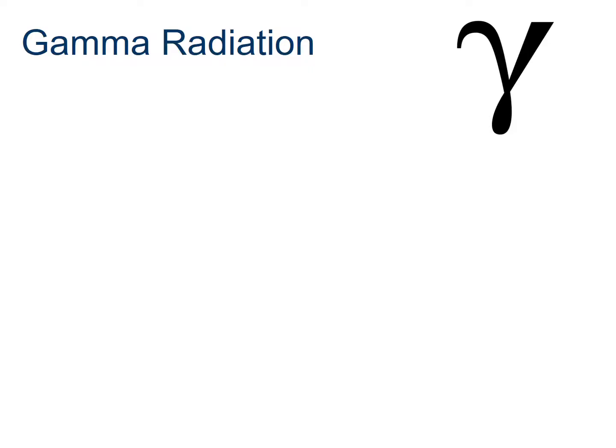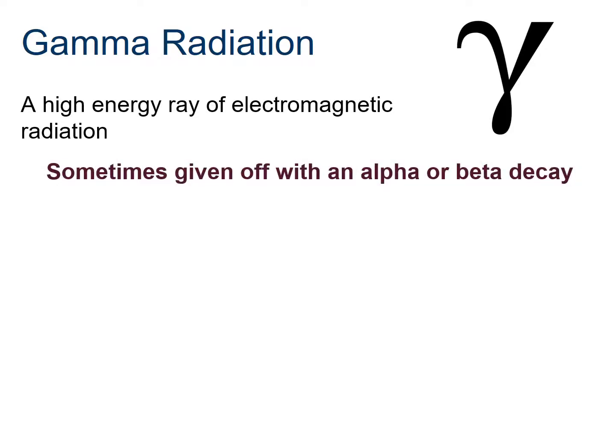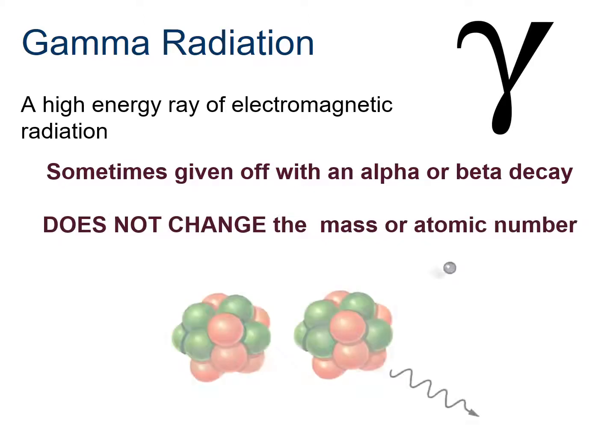So then finally is gamma radiation, which is in some ways the most straightforward of them all. Gamma radiation is just a photon of electromagnetic radiation. So being massless and chargeless, it doesn't affect the mass or atomic number of the nucleus.